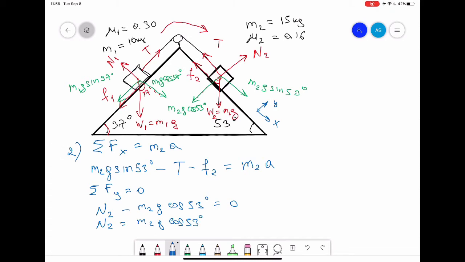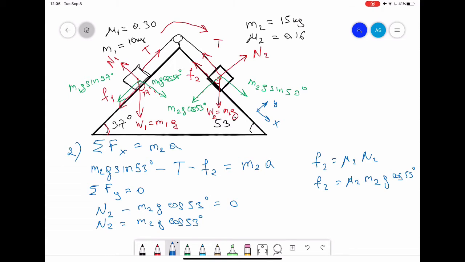Okay. Now what about the friction? Friction 2 is equal to mu2 times normal force, right? Or we can say that friction 2 is equal to mu2, since normal force 2 is equal to m2g cos 53 degrees.